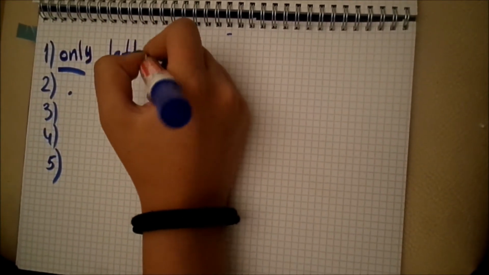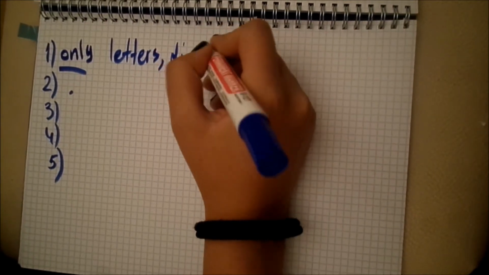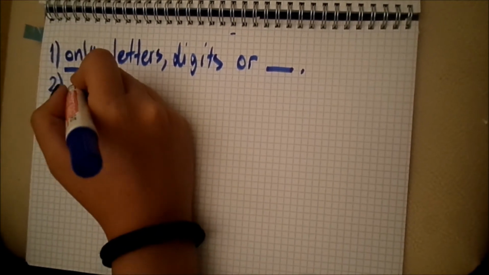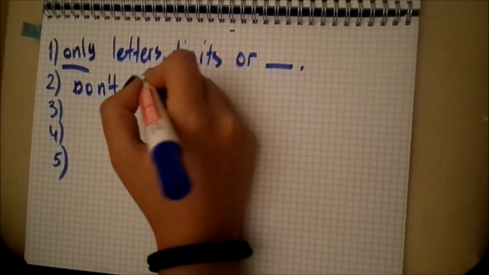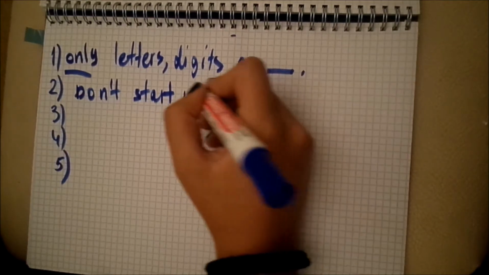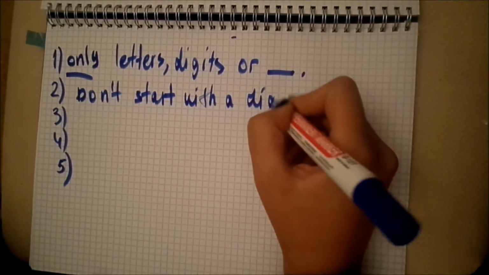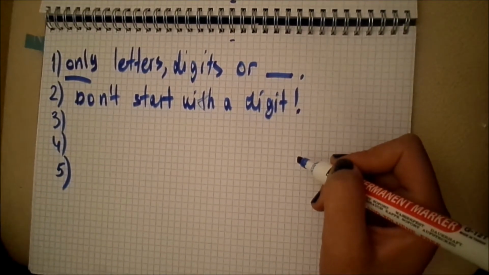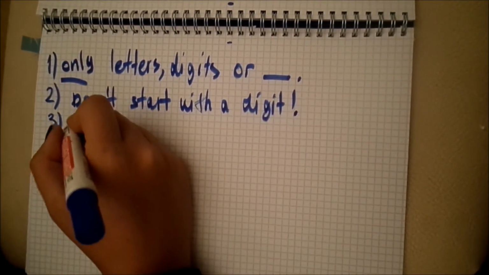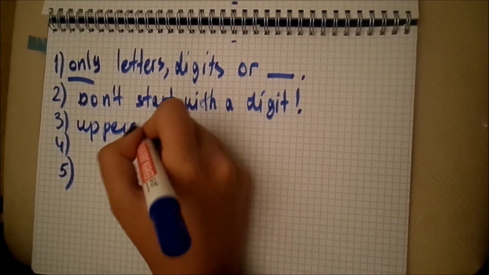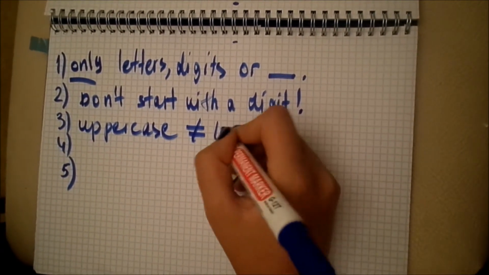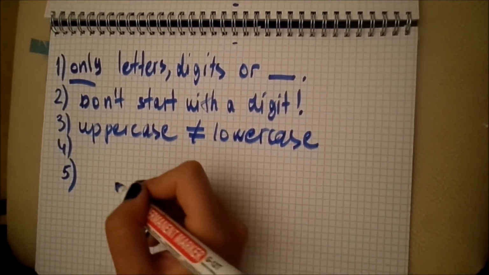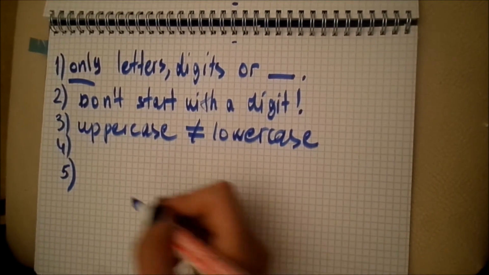letters, digits, or underscores. The second rule is that we don't start with a digit. And this is important because your code won't work if you start your variable with a digit. The third rule is that uppercase doesn't equal lowercase. And we'll come back to this one later. The fourth rule is that it cannot be a reserved word or a keyword.